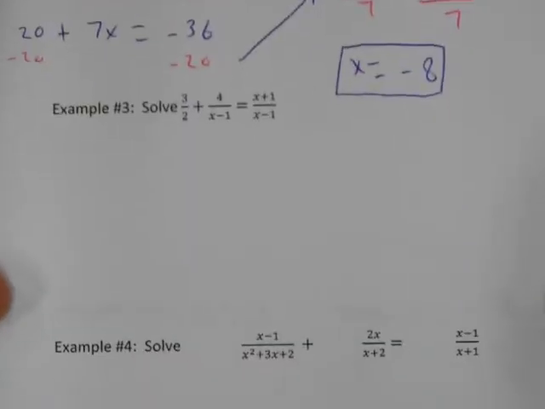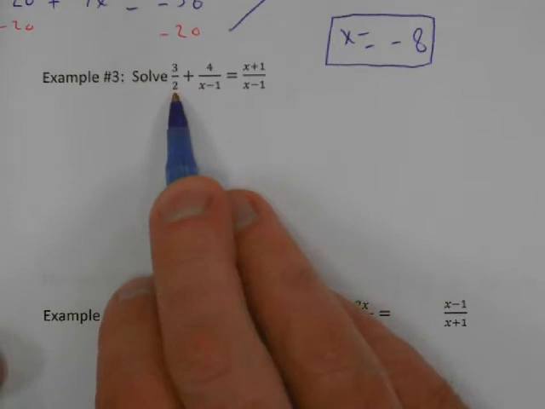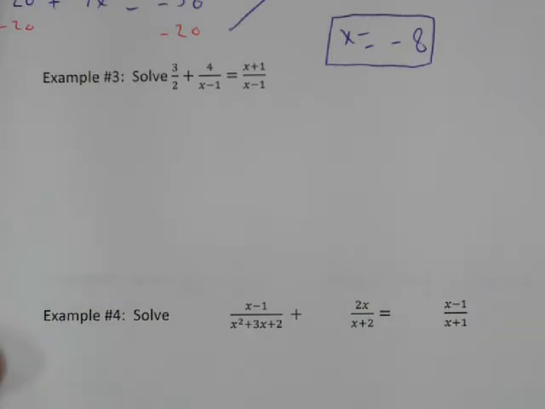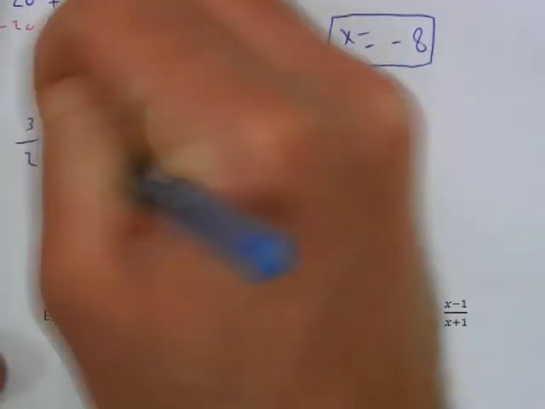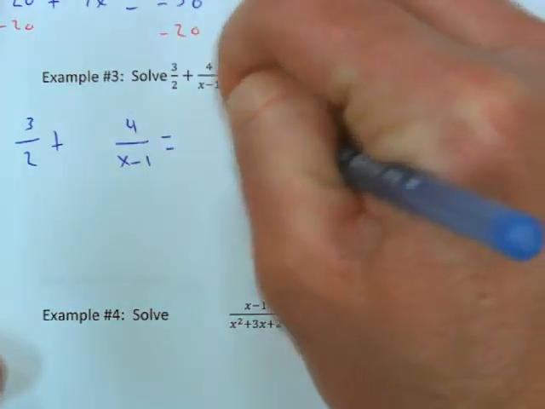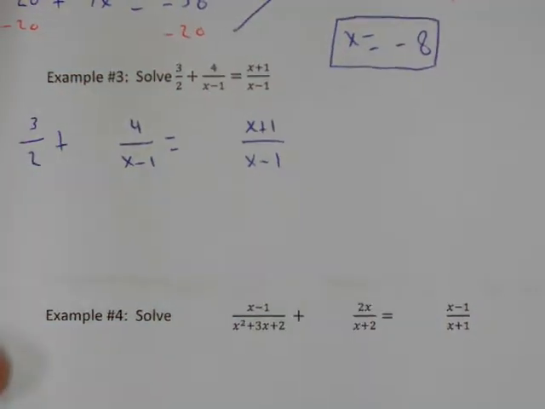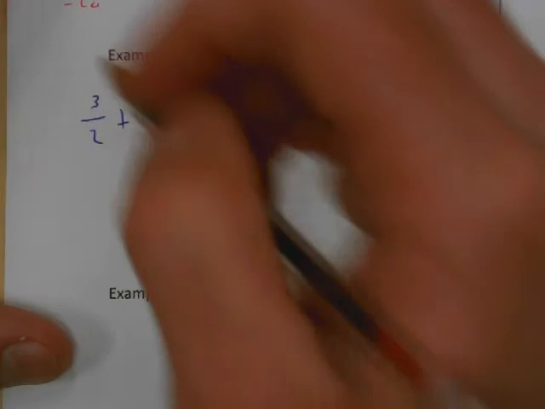Okay. Example number 3. Here, what do I need to multiply by to get rid of all my fractions? Well, I got to multiply by a 2 to get rid of that. I got to multiply by an x minus 1 to get rid of that one and that one. So good, I got to multiply by a 2 and an x minus 1. So let's see, I'm going to rewrite this again. We got 3 over 2 plus, I'm going to leave a gap, 4 over x minus 1 equals, and leave a gap, x plus 1 over x minus 1. And then the way we want to solve this is by multiplying everything by the LCM of my denominators, which is 2 times x minus 1.